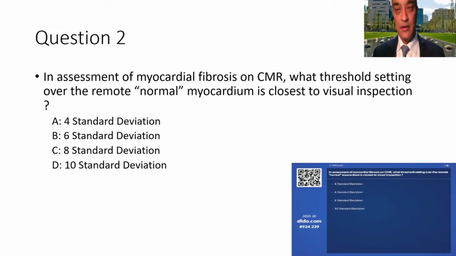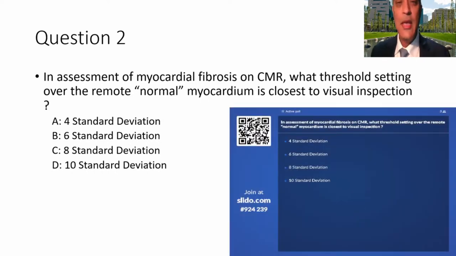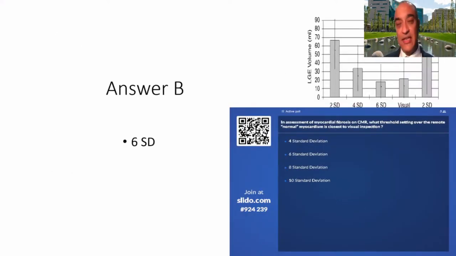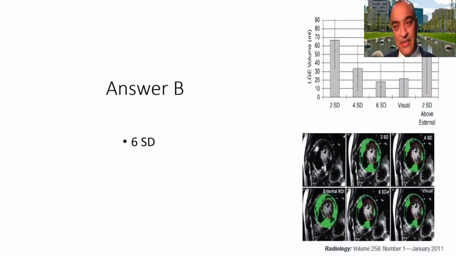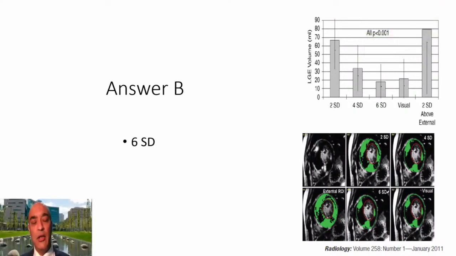The answer? One third have answered 4, one third 6, one third 8. Oh, terrible. Wow. The answer is 6 standard deviations, as I showed in the slide during my case presentation. This is based on a paper that was published in 2011. This is why, especially if this is a majority electrophysiology crowd, you are the consumer of technology. You are not the radiologist, you are not the imaging cardiologist.